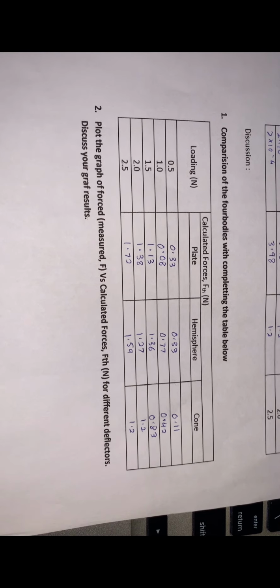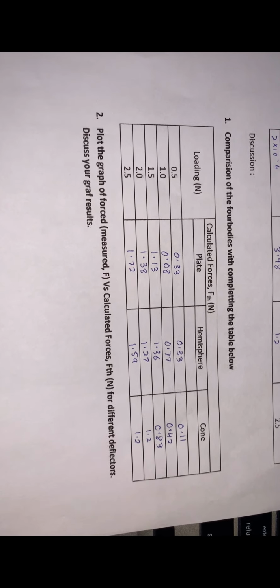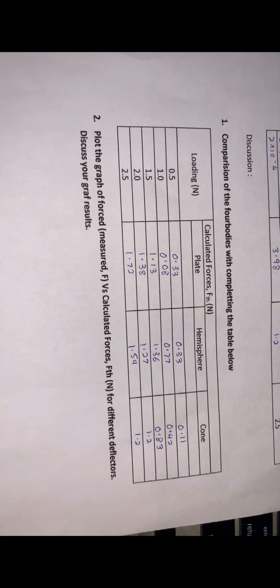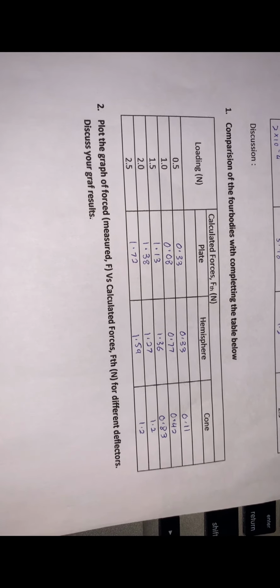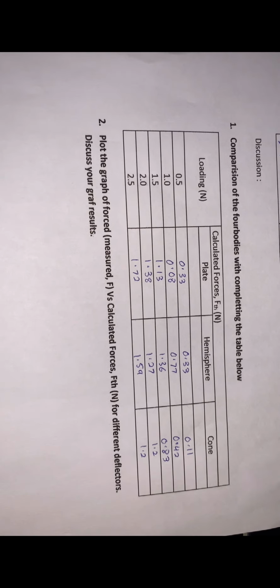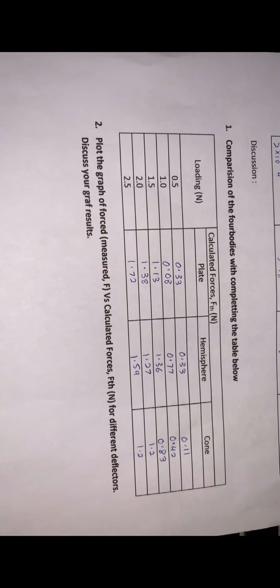Okay, as you can see, this is the comparison between plate, hemisphere, and cone for 0.5, 1.0, 1.5, 2.0, and 2.5. They all have different types of data because the surface is not the same, so that's why we get different data and answers.